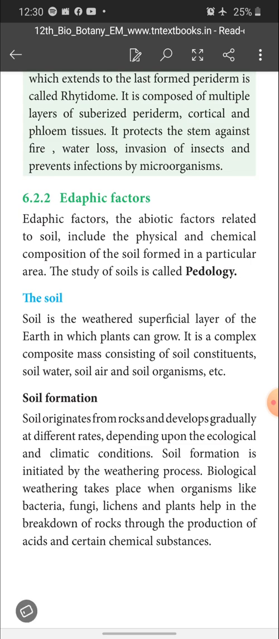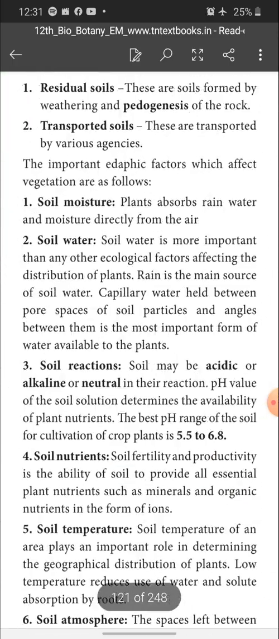Okay, how has soil formation taken place? Soil originates from the rocks. Bacteria, fungi and lichens growing on rocky areas secrete some acid. This acid erodes the rocky areas and the soils are formed. This is the biological weathering, which takes place when organisms like bacteria, fungi, lichens and plants help in the breakdown of rocks through the production of acids and certain other chemical substances.